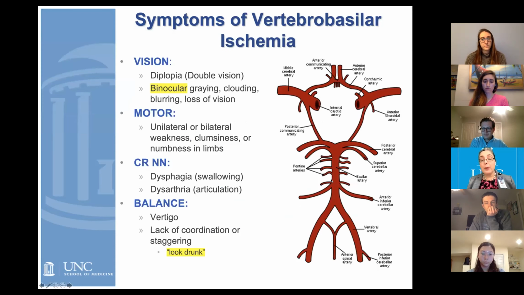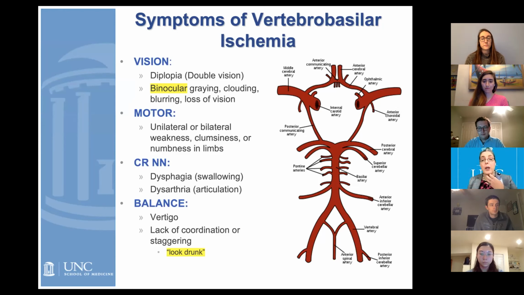If we block a vertebral artery, the ones in the back of the neck, it turns out the vertebrobasilar system is responsible for very high value real estate in the brain. I'm talking like the highest value real estate, where everything travels through very tiny areas. And so symptoms here include double vision, what we call diplopia, graying or clouding or blurring of both eyes, that's binocular loss of vision. One can have either one side or both sides weak or clumsy or numb. And we get lots of cranial nerve problems. Cranial nerves are the nerves that supply most of our head and neck.